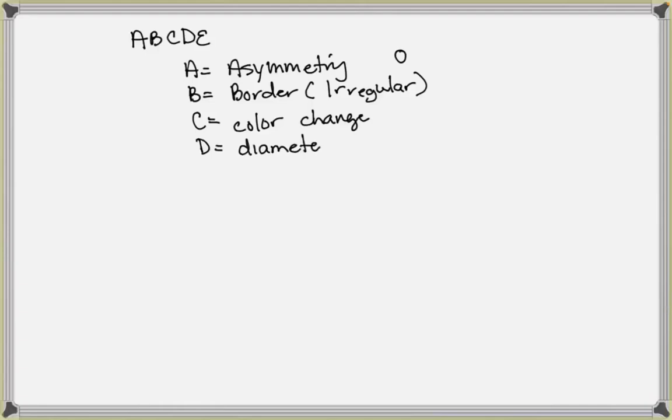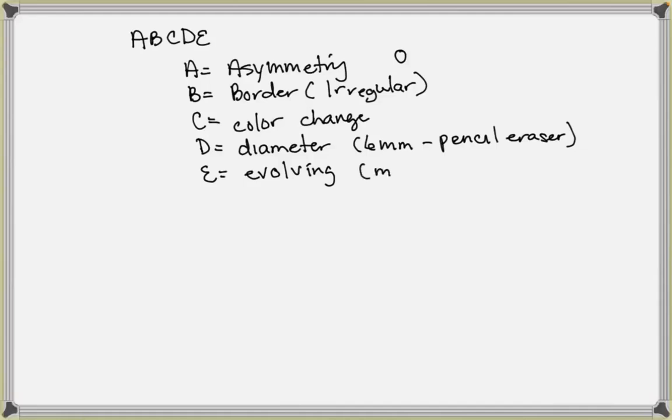D is for diameter, right? Anything bigger than about 6 millimeters, which is the size of a pencil eraser, you might want to get checked out. And E is for evolving: is it changing? So if you have some kind of growth, tag, or mole and it significantly starts to change, what do I mean by that? Is it starting to become elevated?